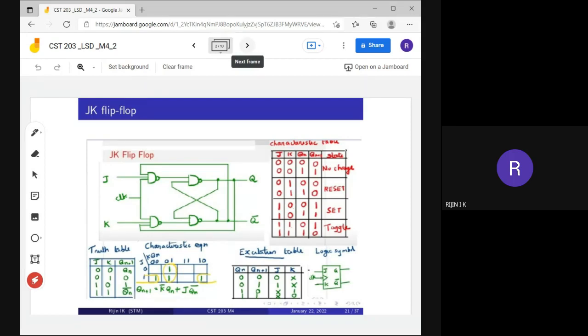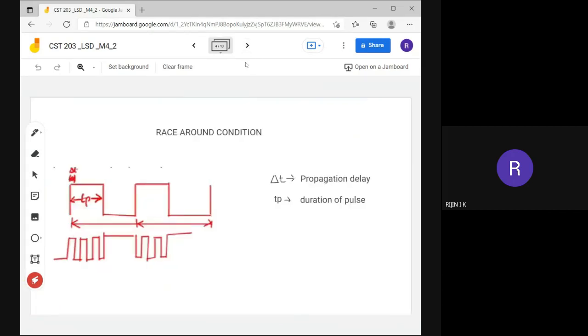The main idea behind this race condition is that in a single clock pulse, in a level triggered flip flop, it will be in a toggle state. We can see how it will occur. Consider this clock pulse. This is the first clock pulse from here to here, and this is the second clock pulse.